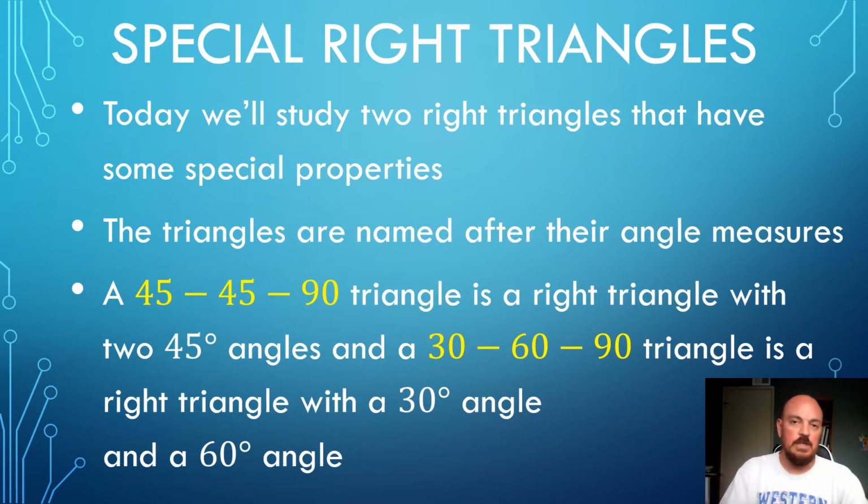So notice, first of all, each one of them has a 90 in it. That's what makes them a right angle. The 90-degree angle is a right angle. So the other two angles in one of them, we're saying both angles are the same. They're both 45. And in the other one, we have a 30 and a 60. So those are our two special right triangles. Let's talk about what's special about them.